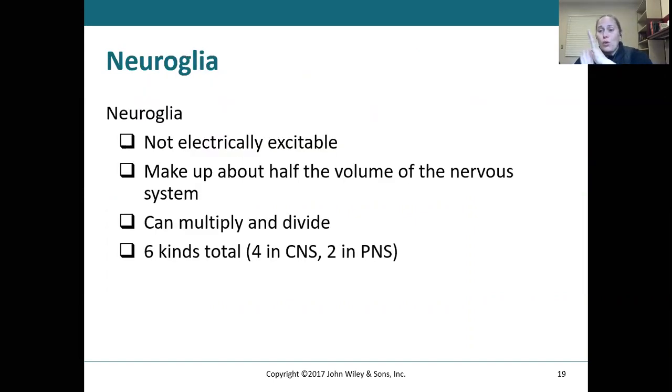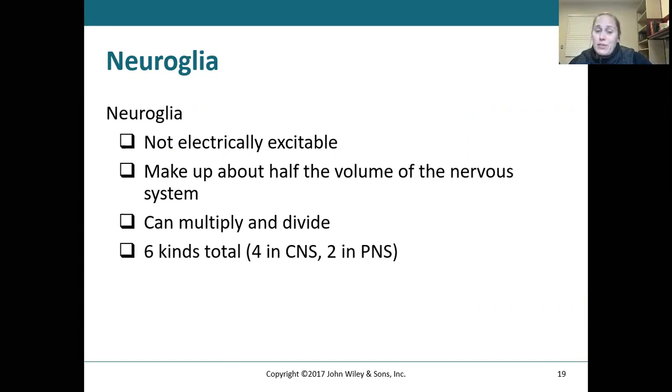Okay, so neurons are one type of cell that's found in the brain, and the other type of cell that's found in the brain are called neuroglia. Glia, again, either Latin or Greek, means glue. So when glia were originally named, they were considered the glue of the brain.